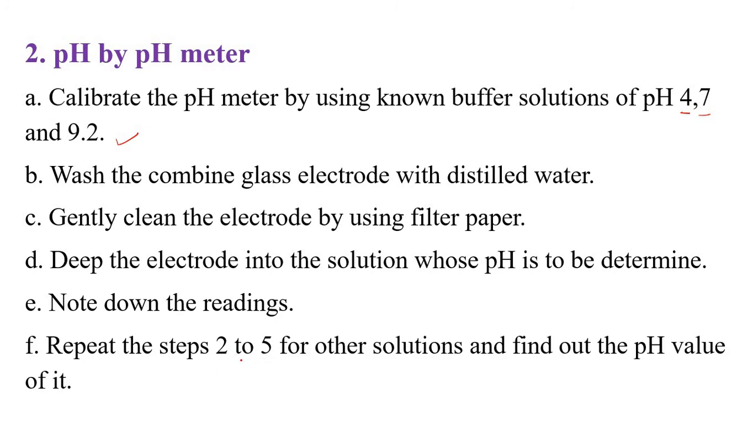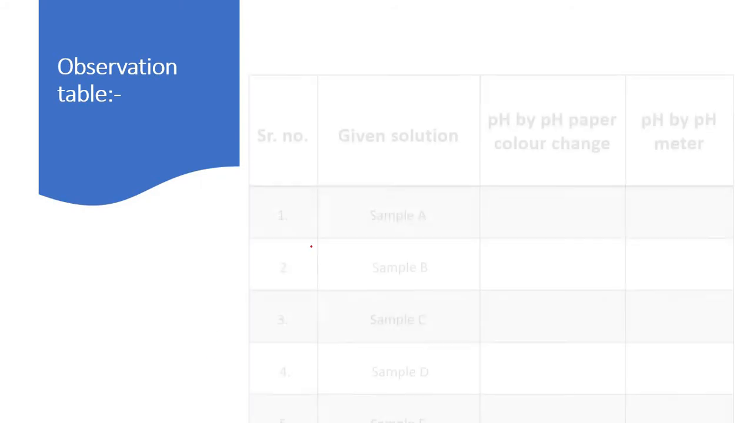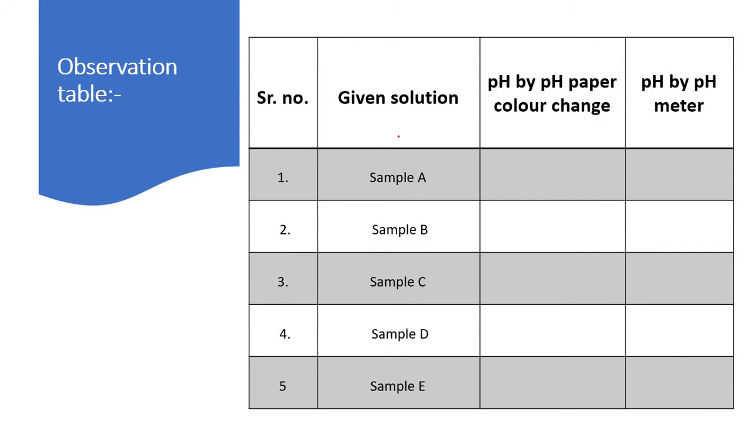Repeat the steps for 2 to 5 solutions, and find out the pH of the particular solutions. The observations are written in the observation table, which is given over here. It contains the given solution. Suppose we have denoted the samples A, B, C, D and E. The second column is pH by pH paper color change, and the third one is pH by pH meter.